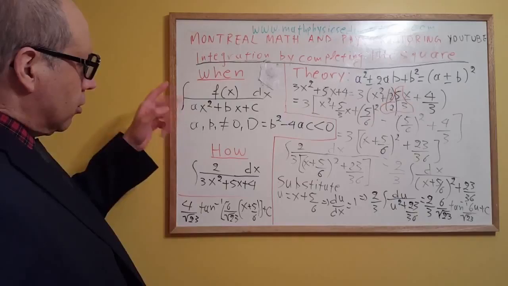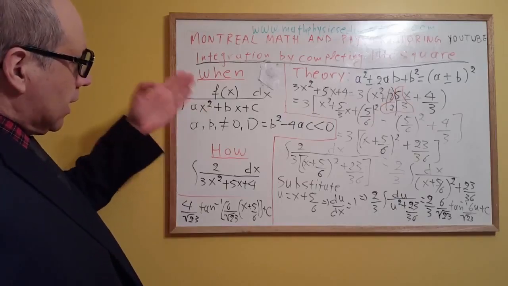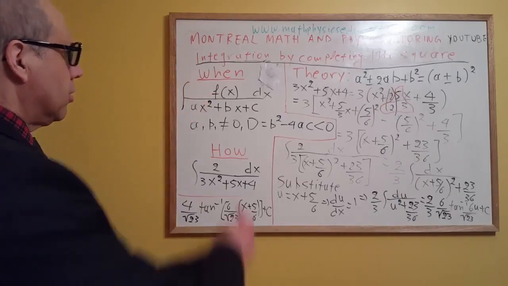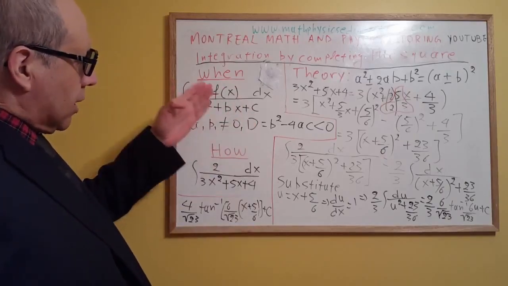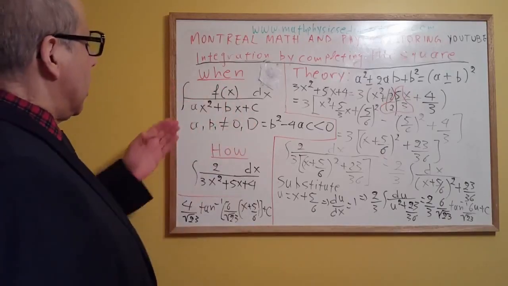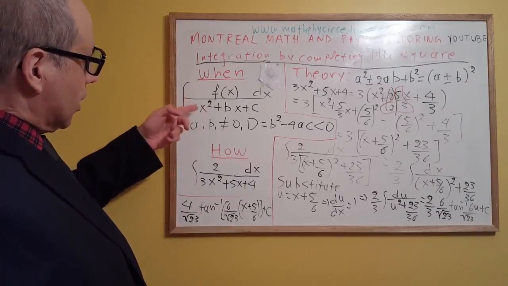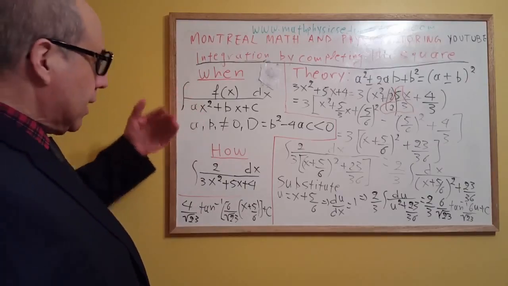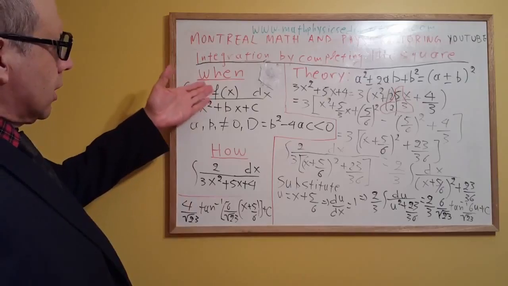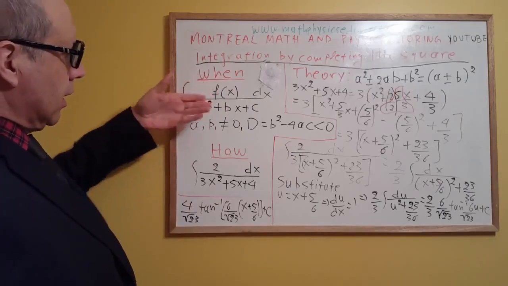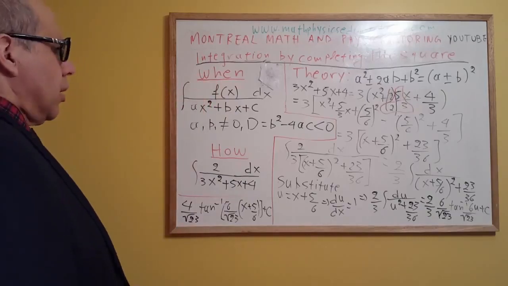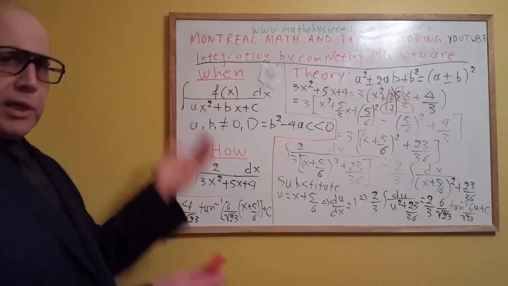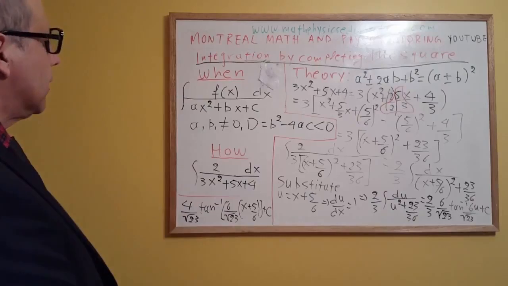You use this method when you have to find an integral of a rational function of this form, f of x over ax squared plus bx plus c, where of course the denominator is quadratic, and the f of x is of a degree less than 2, or it can be brought into this form by division of polynomials.